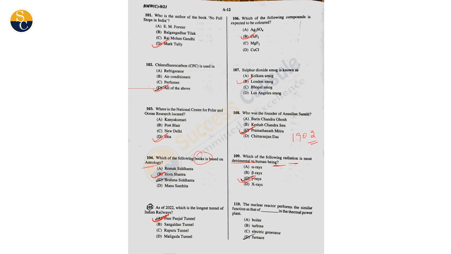Next, which of the following radiation is most detrimental to human beings? Answer is C, gamma. Next, the nuclear reactor performs a similar function as that of the turbine in the thermal power plant. So, B is the correct answer.